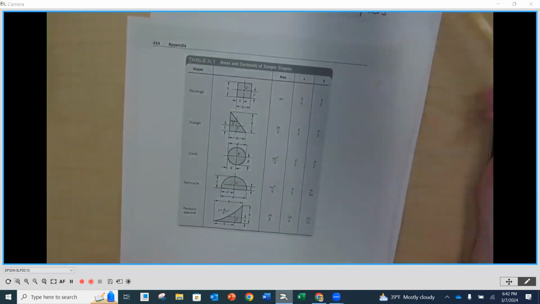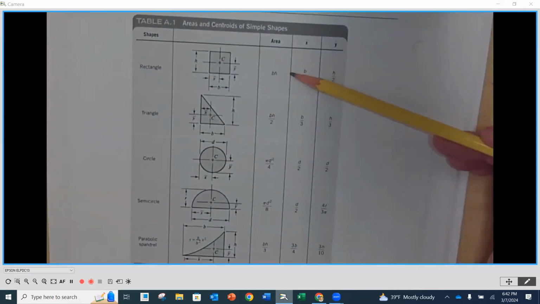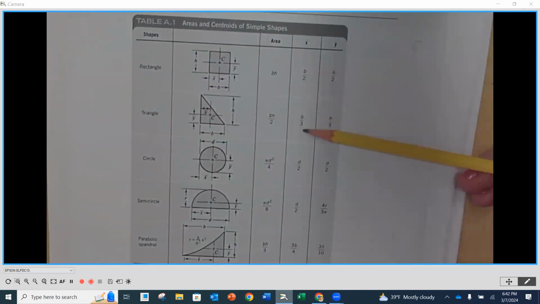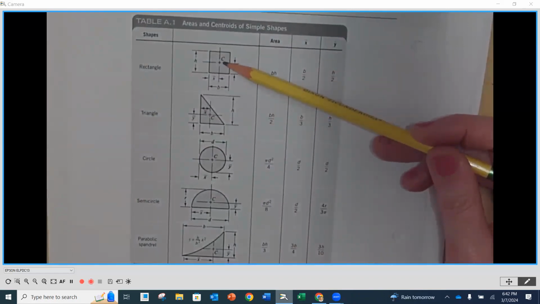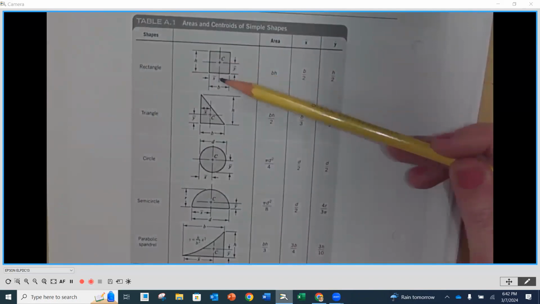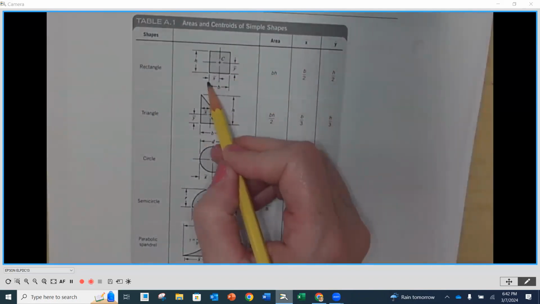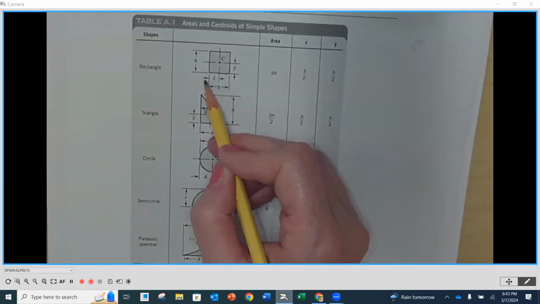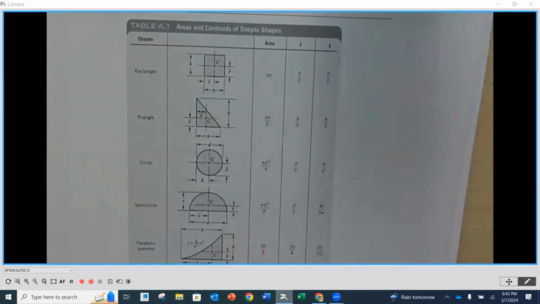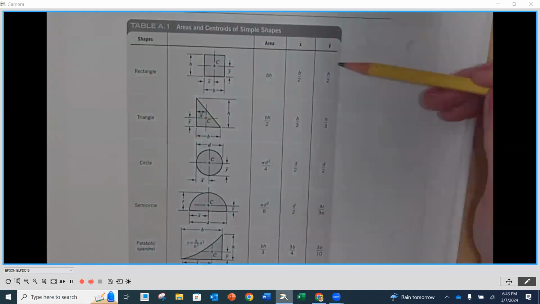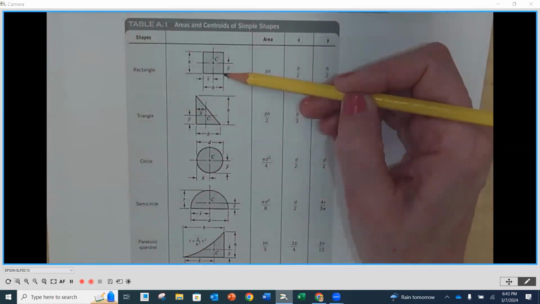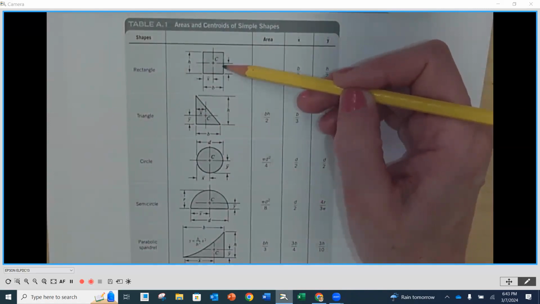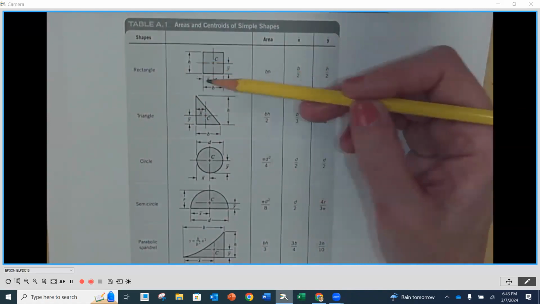Over on the right-hand columns, you're going to notice there is a column for area. Then there's a column for where the X bar would be. The X bar is the horizontal dimension for the centroid. So the centroid is in the middle, for instance, of this rectangle or square, and X bar is the distance from the left-hand side to the centroid. So it's the horizontal distance, half of whatever the base dimension would be. And then you'll notice that the Y bar, which would be from, in this case, the bottom to the centroid in the Y or vertical dimension, would be half of our height.